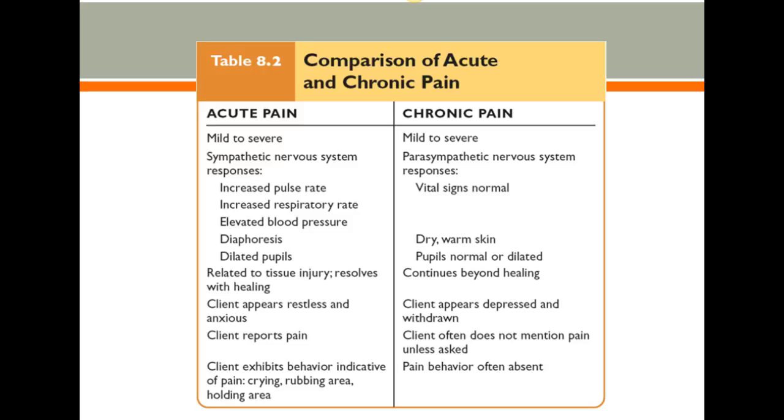On page 124 in your textbook, it compares acute and chronic pain. And again, with acute pain, you see that sympathetic nervous system response with the changes in the vital signs. Versus in chronic pain, vital signs go back to normal and parasympathetic responses kick in. With chronic pain, patients often become depressed and withdrawn, and will not mention the pain unless asked. So it is always important to remember, regardless if you see a vital sign change or guarding or other pain behaviors with your patient, to always ask them their level of pain and to assess it.